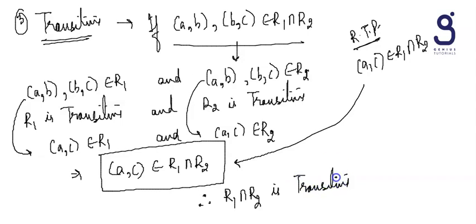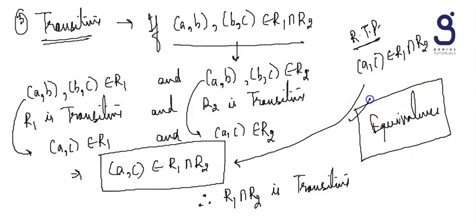Now this relation is reflexive, symmetric and transitive, so we can say that R1 intersection R2 is an equivalence relation. We have derived that the intersection of two equivalence relations will also be an equivalence relation, and not only for two relations, it can be extended to three also, R1 intersection R2 intersection R3, or to four or to n number of relations. So we can say that the intersection of equivalence relations is an equivalence relation.